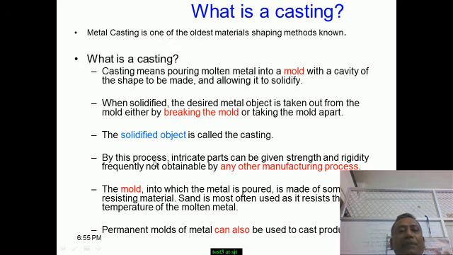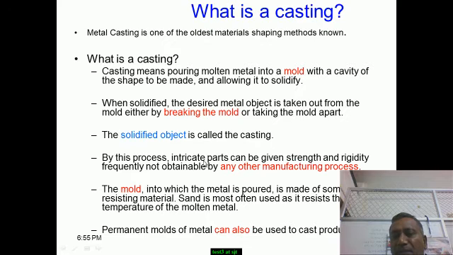What is a casting? A metal casting means pouring molten metal into a mold cavity, where the cavity has the shape to be made, and allowing it to solidify. After solidification, the desired metal object is taken out from the sand mold, either by breaking the mold or taking the mold apart in case of metal molds. The solidified object is called the casting.